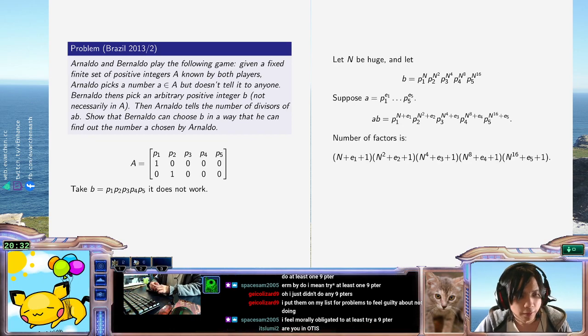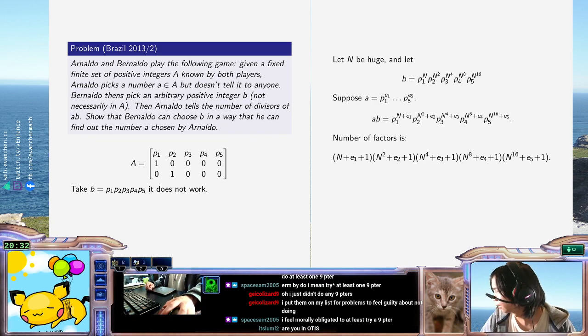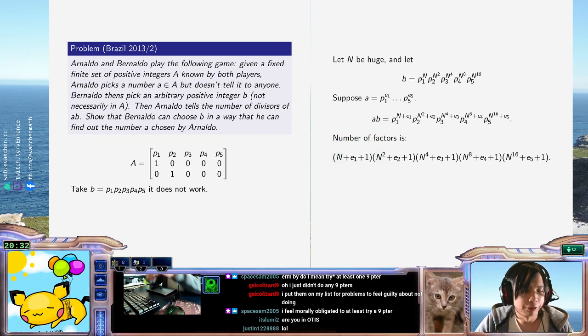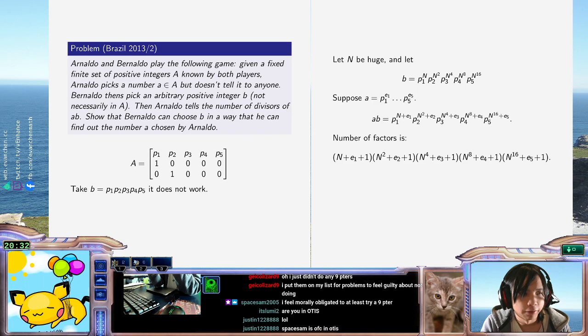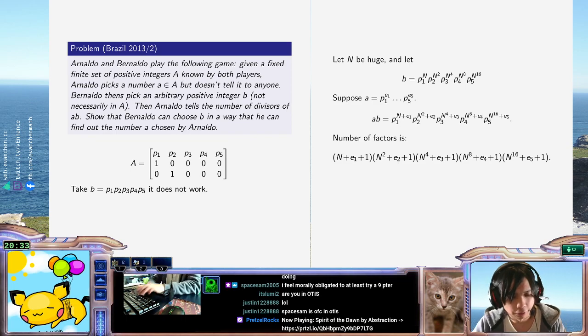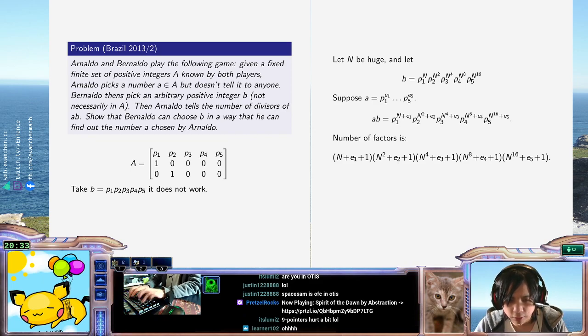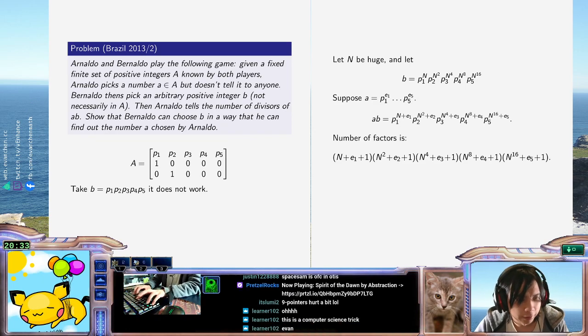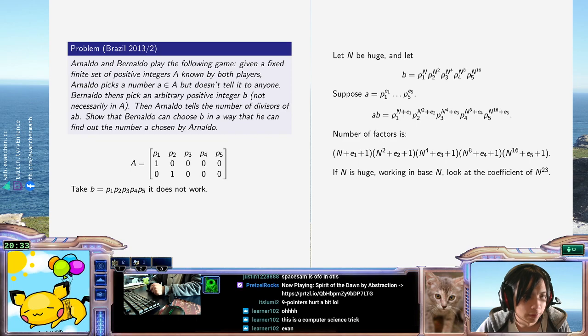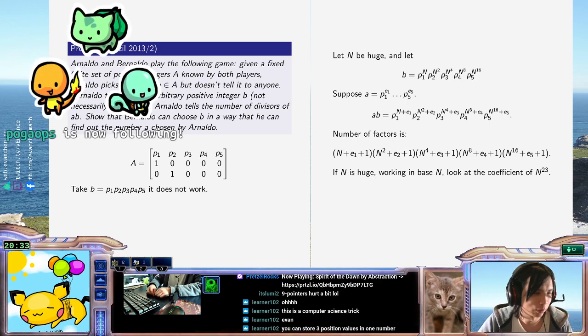Okay, I think this will work now, because when I expand this, if n is big enough, then there's no regrouping. So by looking in base n, you can recover whatever products went into it, right? So for example, if n is huge, working in base n, look at the coefficient of n to the 23, I guess. And then it'll work. This is a computer science trick? Well, there you go. So this will work now, because now you can just recover all the exponents, and it's fine. Yeah, you can store 3 position values in one number.